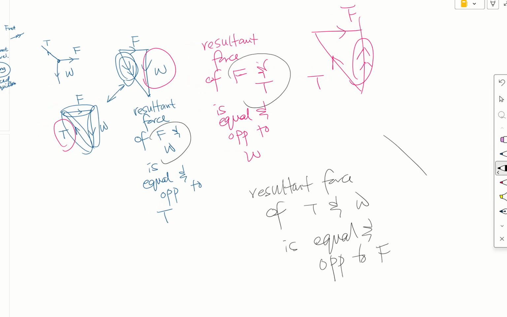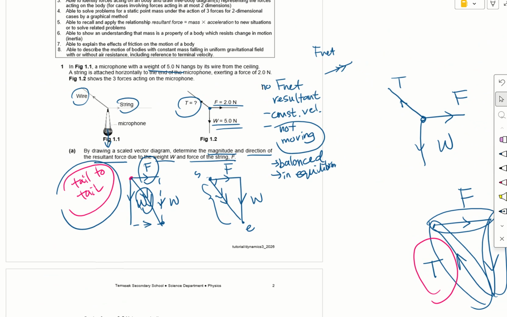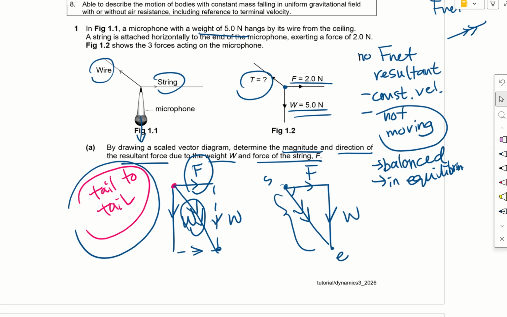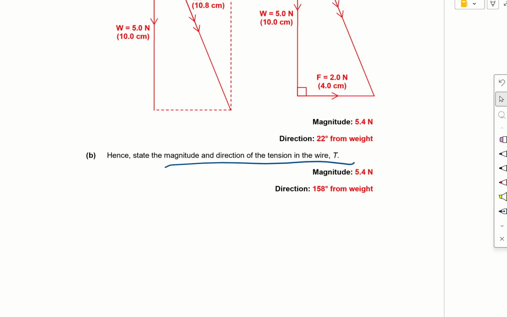So I will now attempt to draw the resultant force of T and W. So T is this way, W is this way. Okay, so this is the resultant force of T and W. You find that it is equal and opposite to the force F. So this brings us to the case of no resultant force, and that is why this microphone can stay in this position.